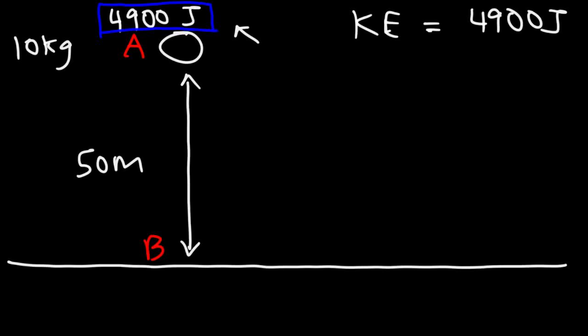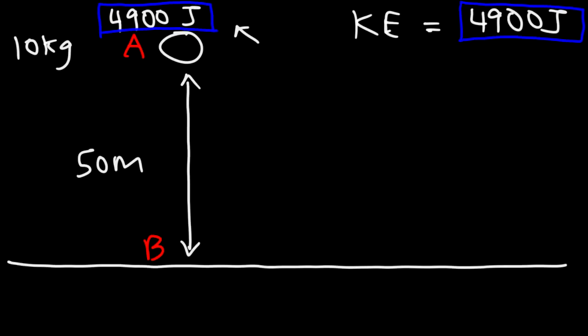So B is the lowest position that the ball can reach. At that point, all of the potential energy has been converted to kinetic. Now here's another question for you. At position B, just before the ball touches the ground, how fast is it moving? How can we find the answer to that question?